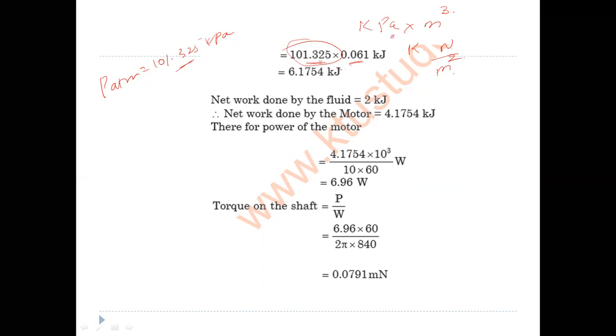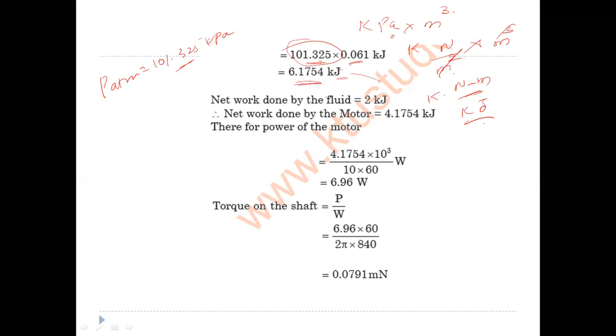The unit of force is Newton and the unit of area is meter square, into the unit of volume, meter cube. So meter square gets cancelled, leaving kilo into Newton meter. This Newton meter can be written as joules, so the unit of work done we got is kilojoules. This is the amount of work done by the piston against atmospheric pressure.